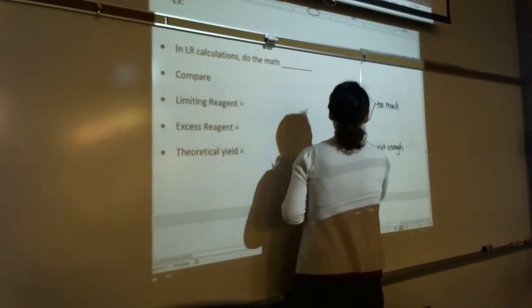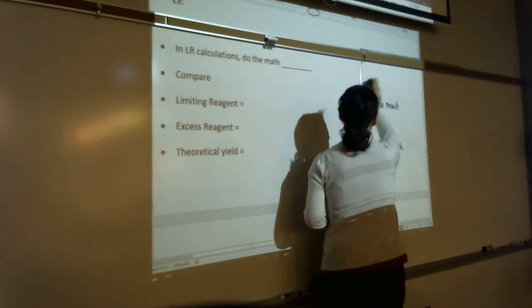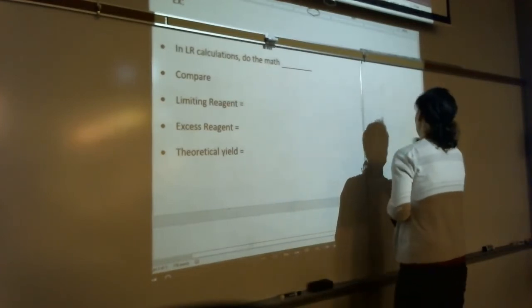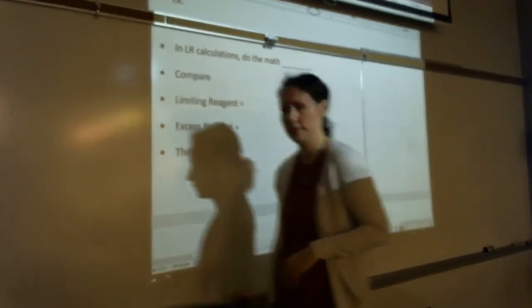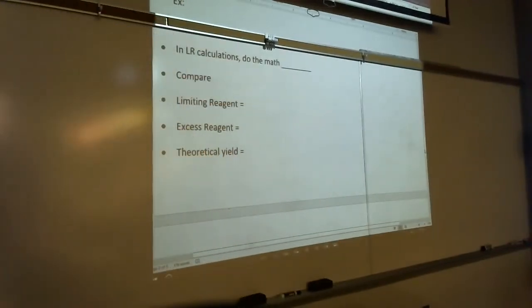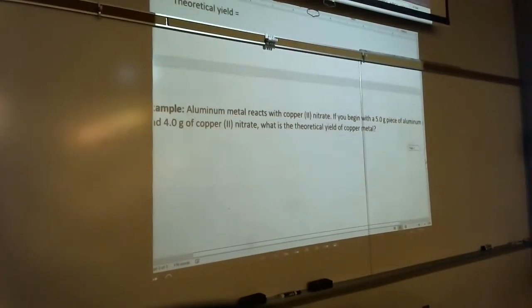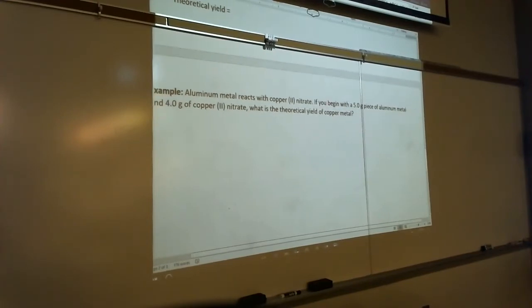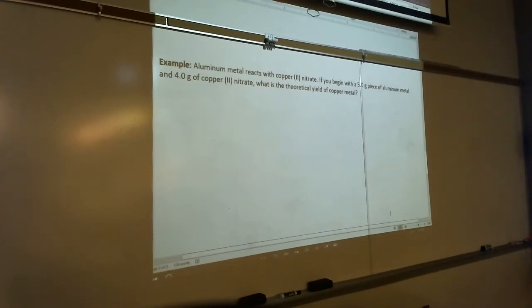All right, let's go through a calculation now involving percent yield and limiting reagent. So in terms of the math, it works exactly the same. You just have to do it 2 times now, as opposed to 1 time. All right, aluminum metal reacts with copper 2 nitrate. You begin with a 5-gram piece of aluminum metal and 4 grams of copper 2 nitrate. What is the theoretical yield of copper metal?